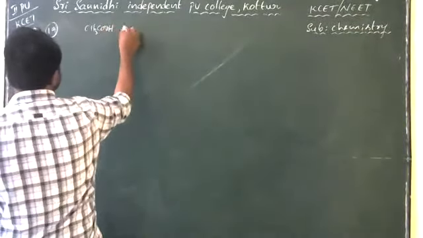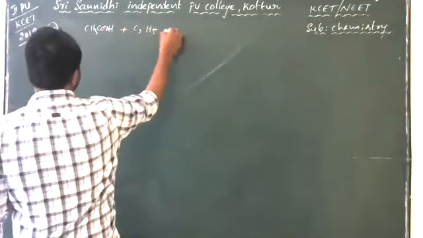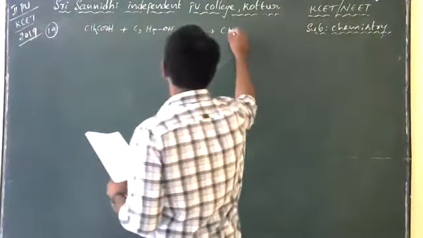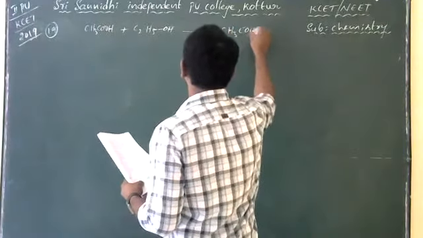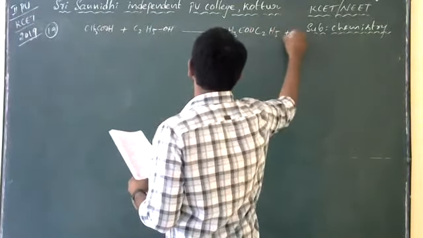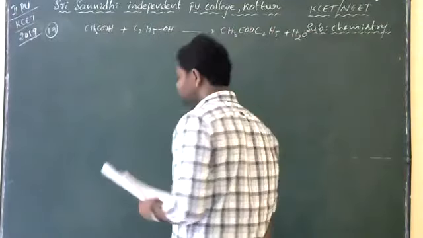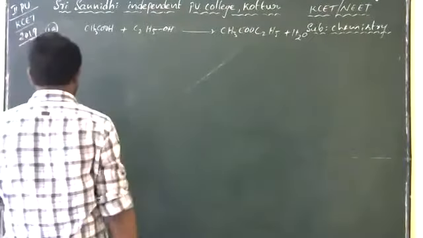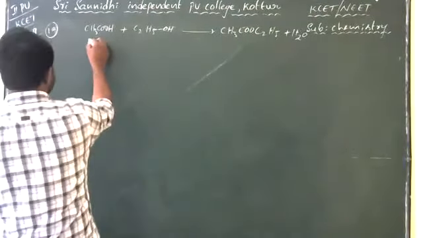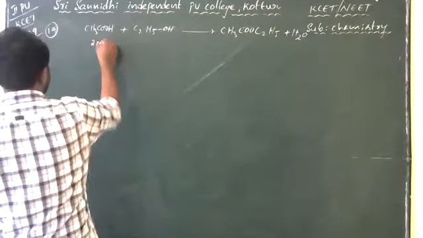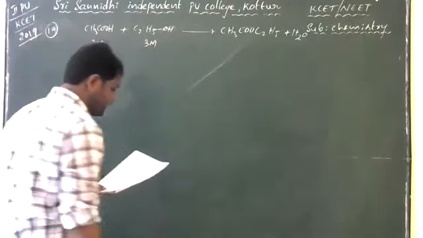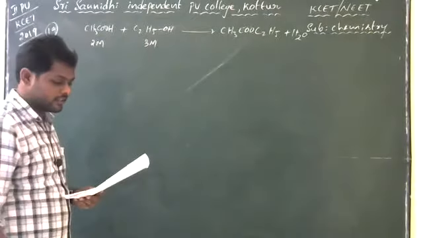CH3COOH, which is acetic acid, when treated with ethyl alcohol, ethanol, forms ester, that is CH3COOC2H5 plus H2O, which is formed, right? So what is given? Both are 1 liter, and the concentration of acetic acid is given as 2 molar, and the ethyl alcohol concentration is 3 molar, which is right.